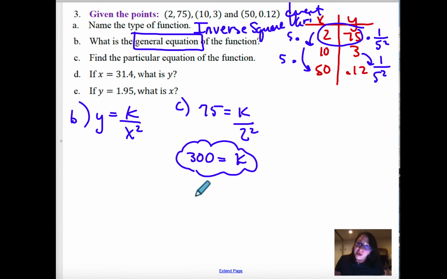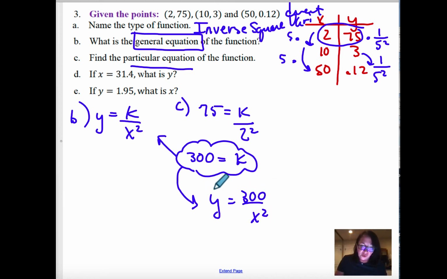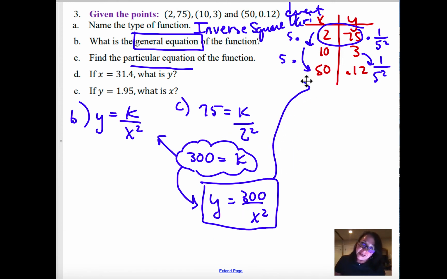And so then, though, you're not done, because you just found k. And the question says, find the particular equation for the values that you have. So now you're going to plug k in. Go back to your general equation and now make it specific. So we're going to go y equals 300 over x squared. And so now this right here is our super awesome particular equation, because it is rooted in our table.